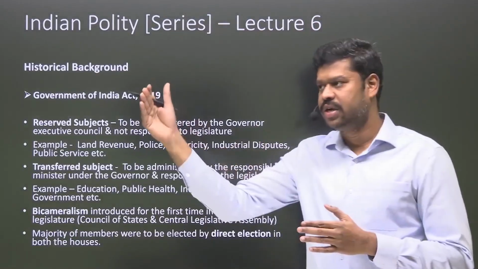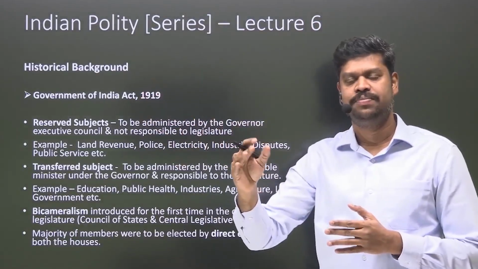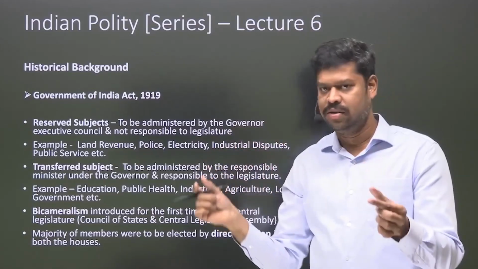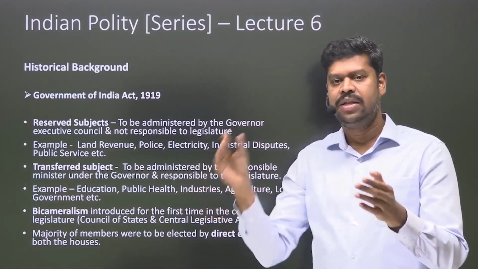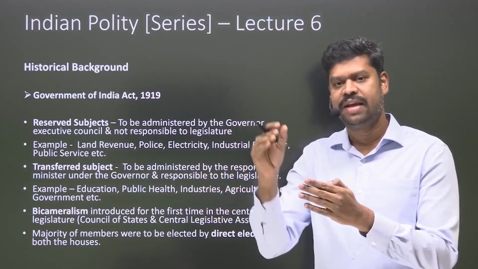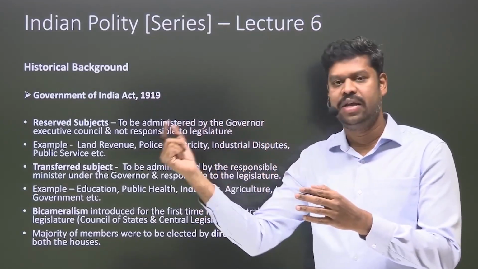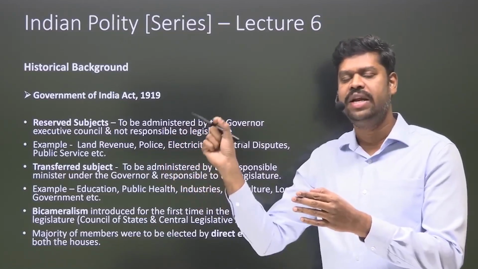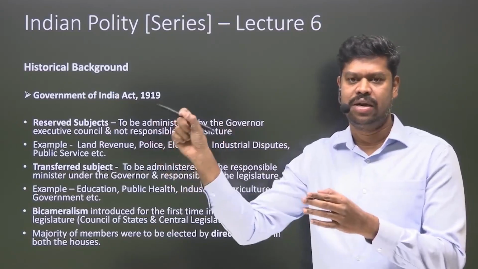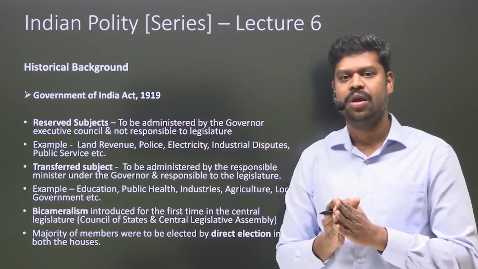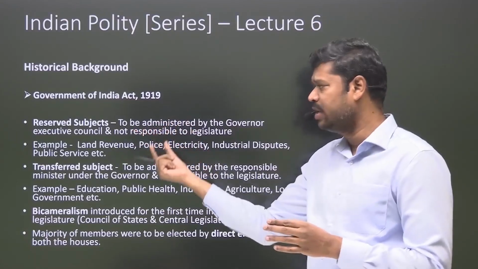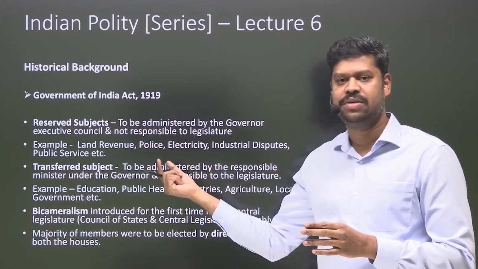So, first of all, certain subjects were given to the provinces, and those subjects were further divided into what are called reserved subjects and transferred subjects. And then on top of that, I also said that in every province there was a governor and he had his own council, and in that council there were also some of the Indian representatives who were elected and appointed as ministers. So, with this knowledge, let us understand what is a reserved subject and what is a transferred subject.